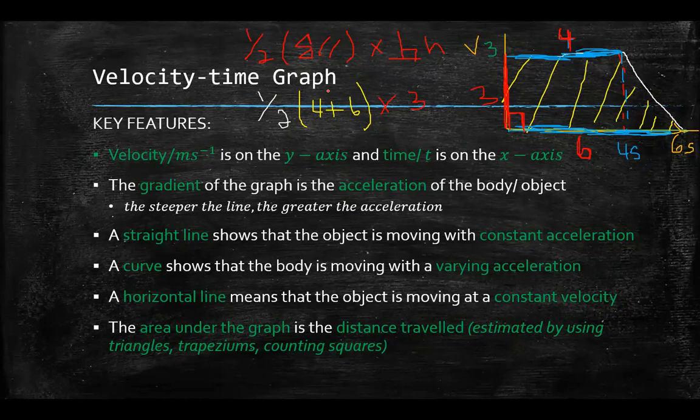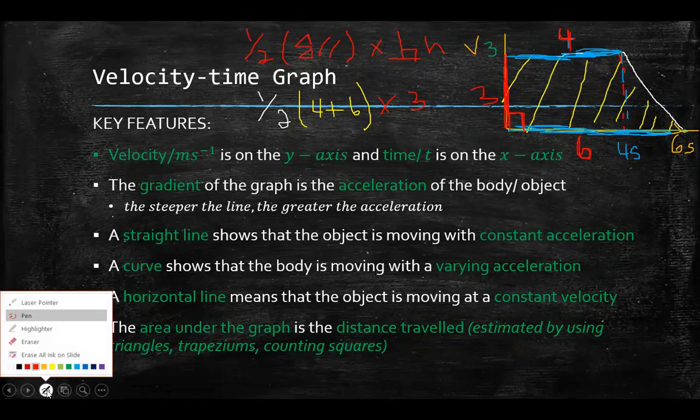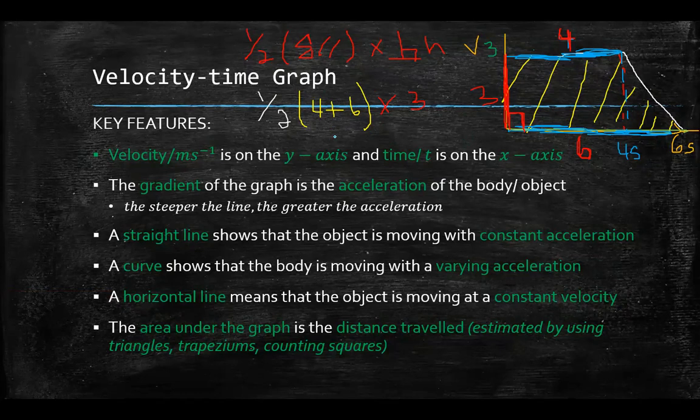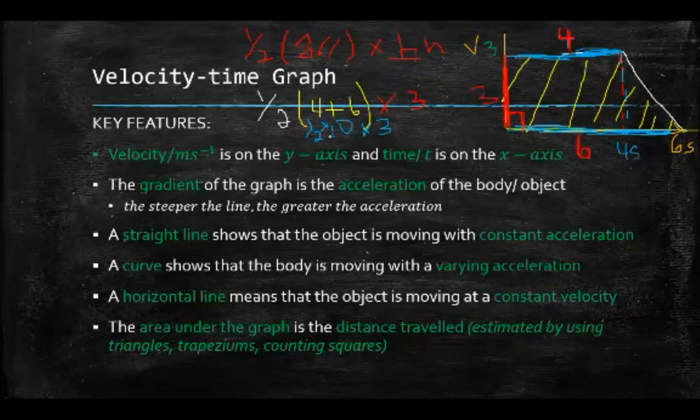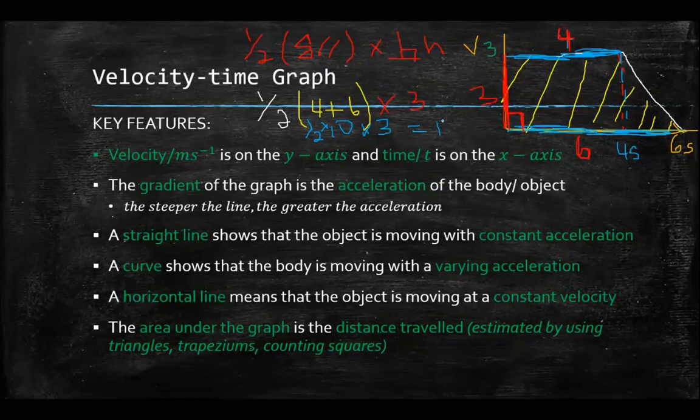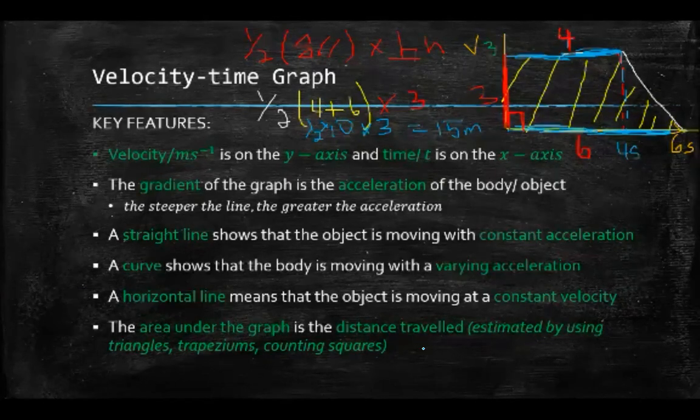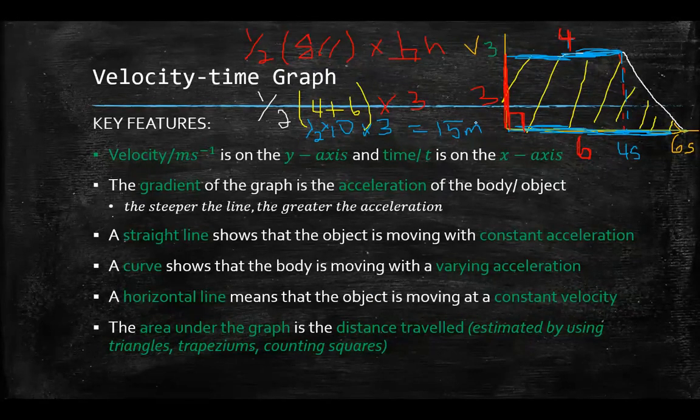BODMAS, BOMDAS, whatever you used in primary school when you were doing this whole algebra thing. First, we work the brackets. So 4 plus 6 is 10. And then we say that's multiplying by a half. So a half by 10 by 3. A half by 10, that's 5. 5 by 3 is 15. So my answer would be 15 meters for the distance traveled. Or you might say 10 by 3 is 30, 30 by a half is 15. You still get the 15, right?